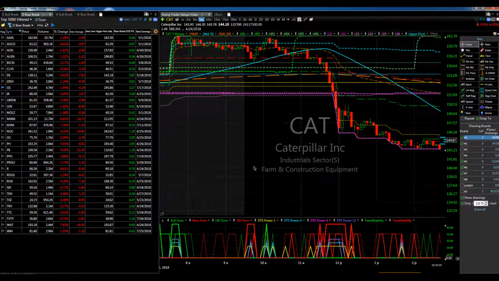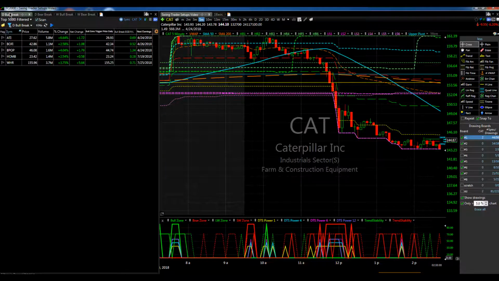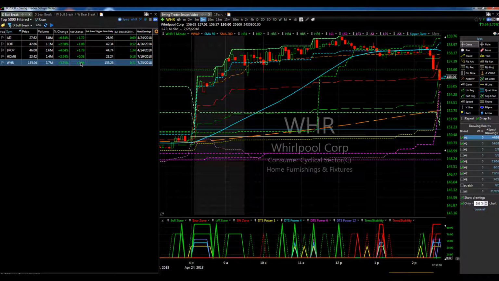But here's your list of stocks on the bear breaks. Here's your daily bulls. There were a few that actually had good days and that were up for various reasons and had really nice days. And this is Whirlpool intraday. You can see it did sell off toward the end of the day.